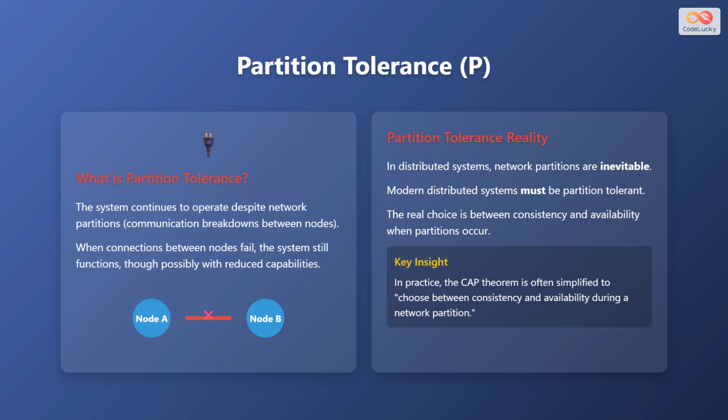Let's explore partition tolerance. Partition tolerance means that the system continues to operate despite network partitions or communication breakdowns between nodes. When connections between nodes fail, the system still functions, though possibly with reduced capabilities. In distributed systems, network partitions are inevitable. Modern distributed systems must be partition tolerant. The real choice is between consistency and availability when partitions occur. In practice, the CAP theorem is often simplified to choose between consistency and availability during a network partition.